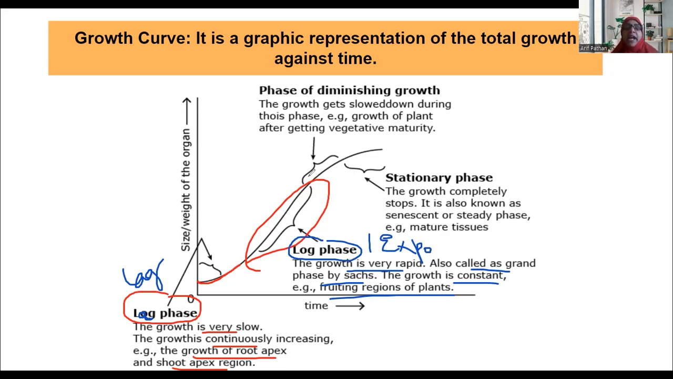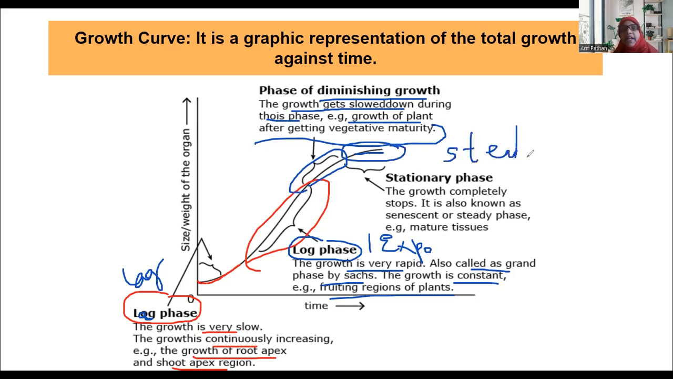After a certain period of time, that exponential growth will slowly slow down. So diminishing growth. Once the fruits have come out, they will take a steady pace, so the growth slows down during this phase. An example is growth of a plant after reaching vegetative maturity. Then they will pick up a little slower pace, and after this phase, the plant or that particular region will reach a steady phase.